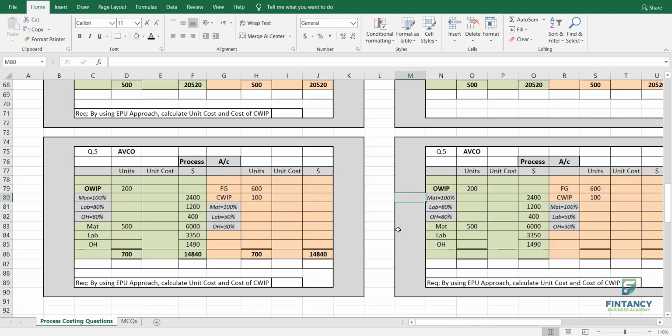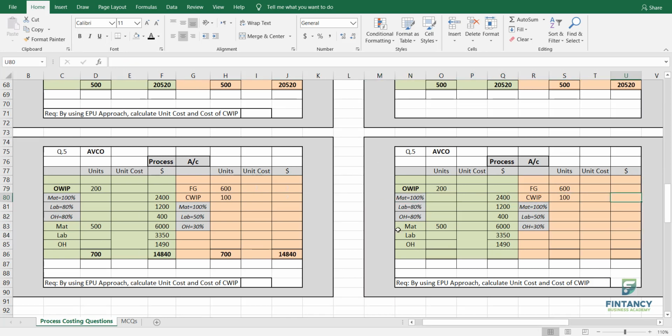So let's see how to solve this type of question. So first of all, let me total the debit side units. Okay, so let me explain you first of all how to read this T account. So examiner will tell you in a paragraph, he will say during the month, opening units are 200. Okay, which are 100% complete as per material, 80% complete as per labor and overheads. Okay, and these are the relevant cost for opening unit.